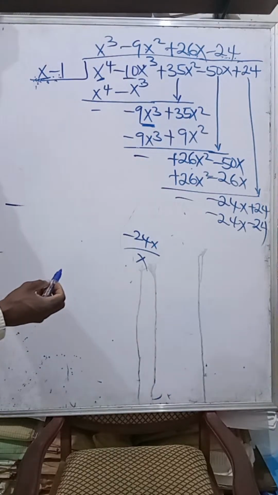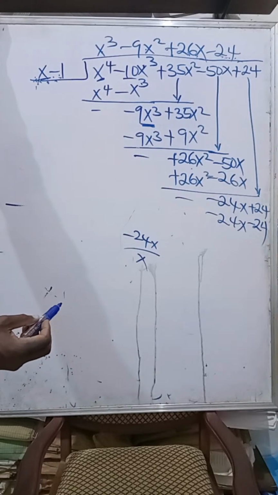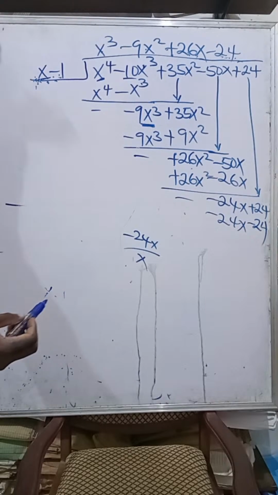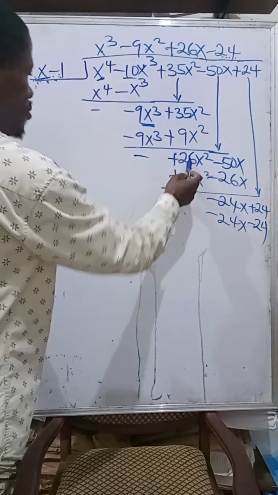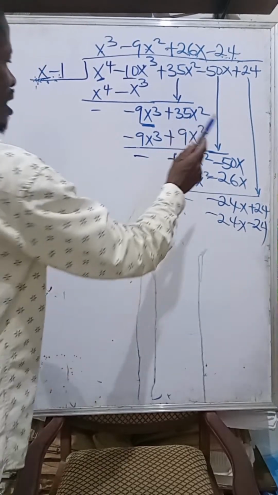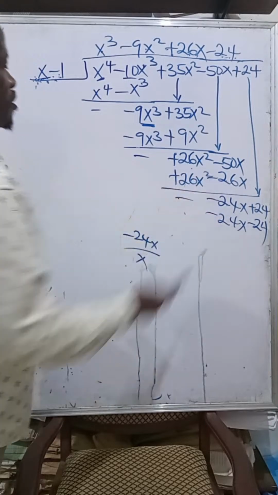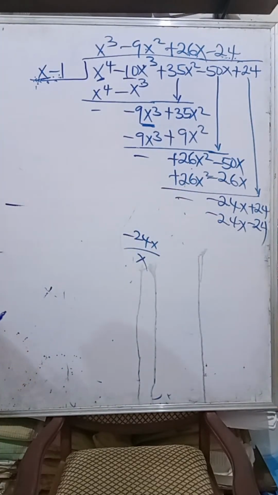I'm going to recap that briefly. We'll do subtraction. This one minus this one cancel. This one, minus 50 minus this, that's minus 24x. Minus 24x. Okay. So that's minus 24.